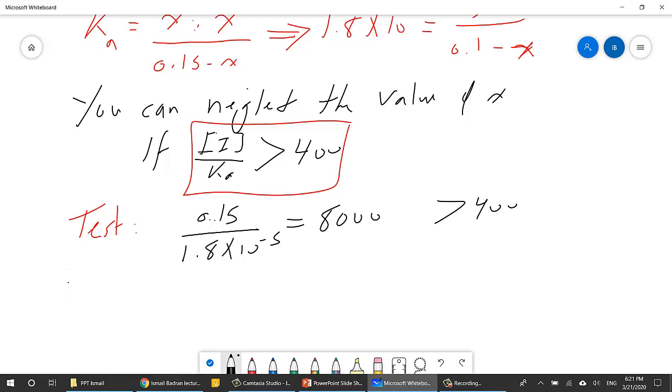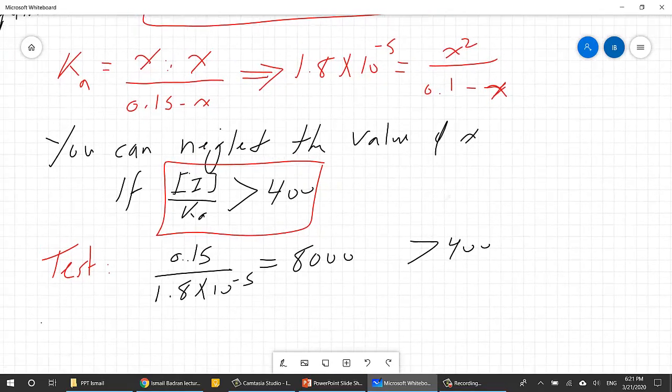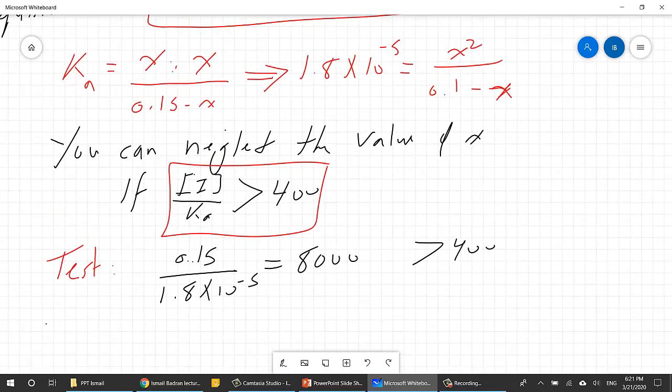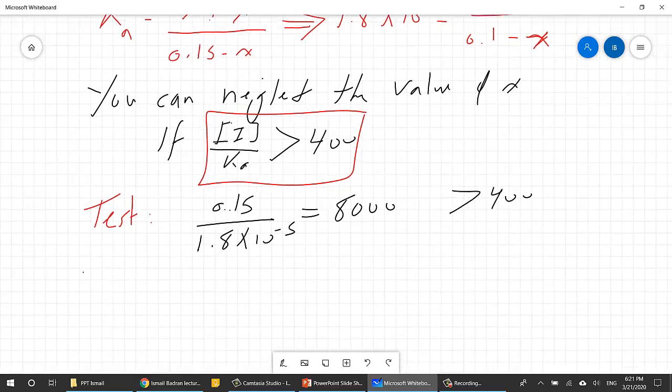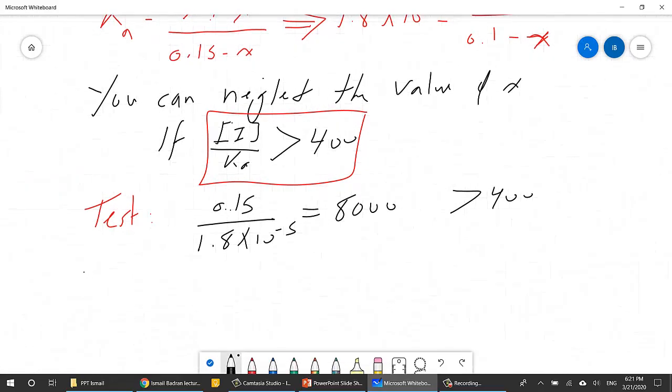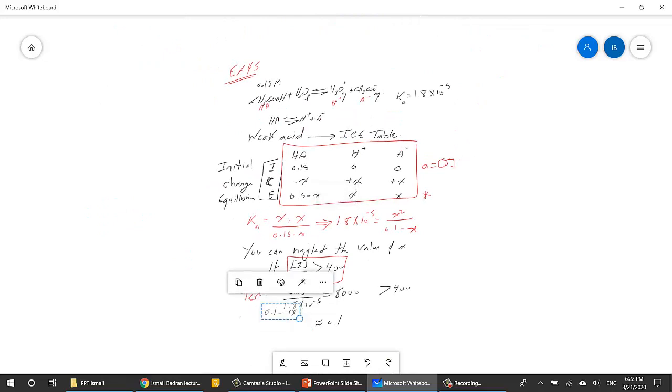By neglecting X, the X squared in the equation will stay as X squared, and the 0.15 minus X is almost 0.15. So neglecting X does not mean that you delete X. It's just that the 0.15 is much bigger than X, and therefore 0.15 minus X is almost equal to 0.15. So that's what neglecting X means.